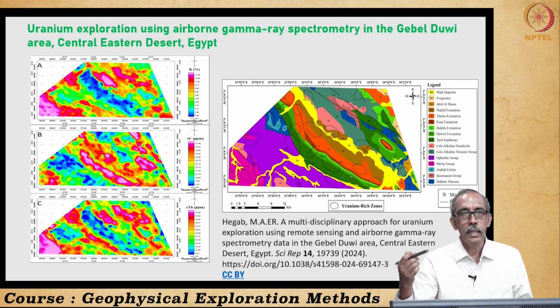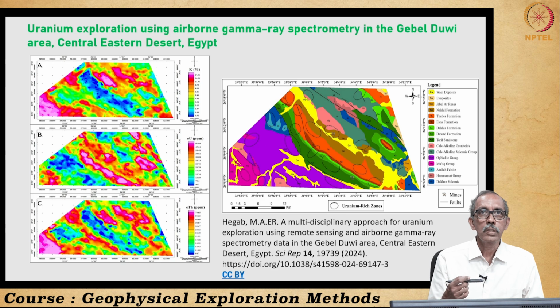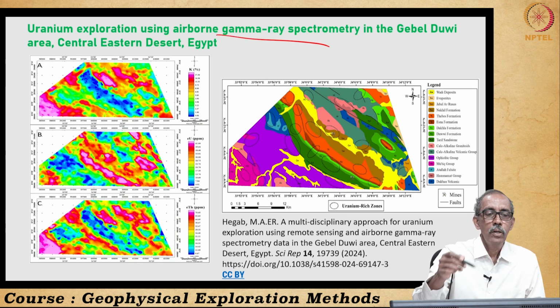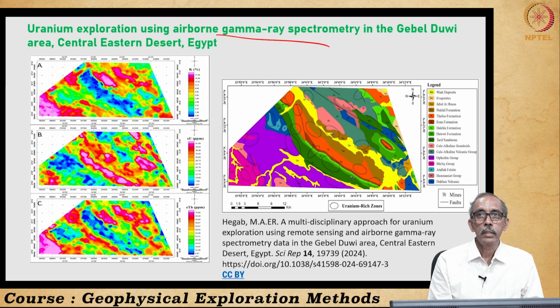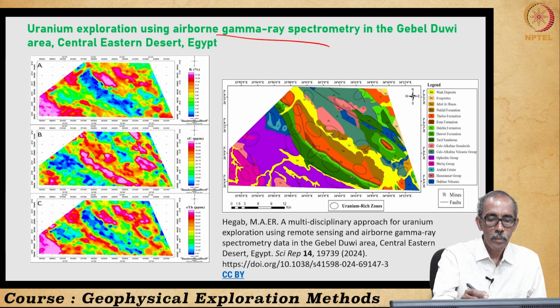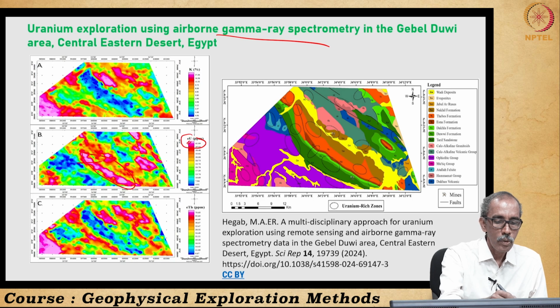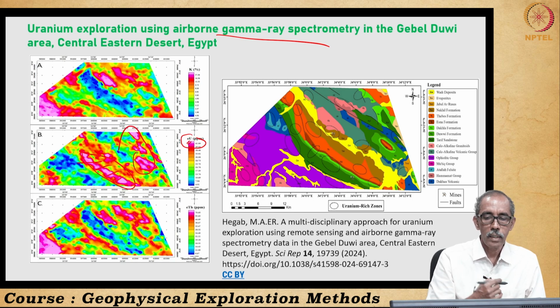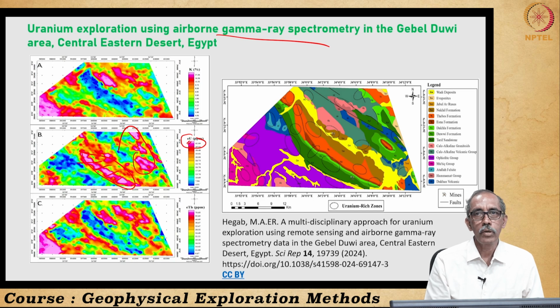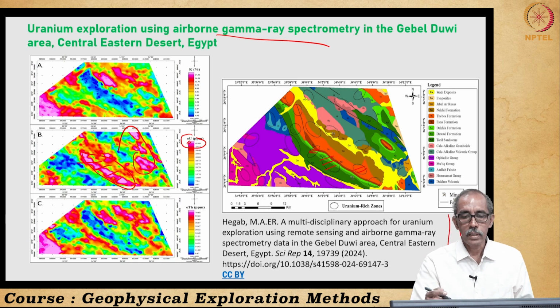Here in a region in Egypt, they have used airborne gamma ray spectrometry to understand the possible presence of uranium deposits. That means they could decipher uranium rich formations. So, here is the scale, and all this pink color shows possible locations of uranium deposits. They had also combined it with some other remote sensing methods. They narrowed down to possible uranium deposits, which they have published in their article.